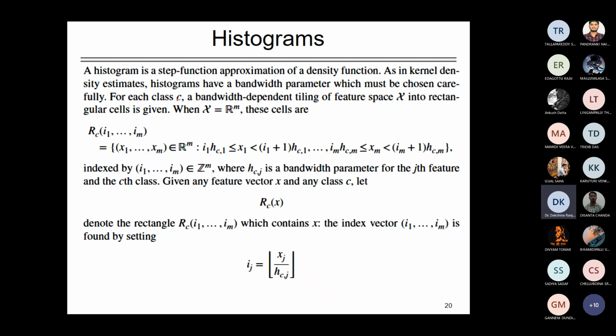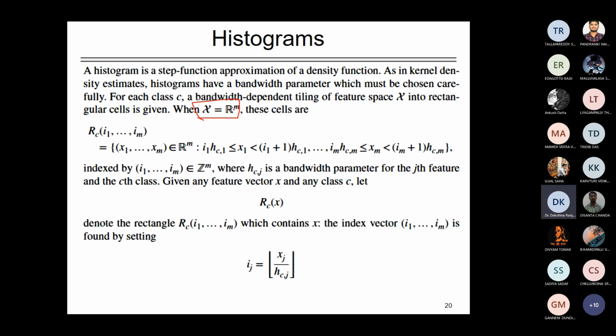Now for a particular class C, a bandwidth dependent tiling of feature space X into rectangular cells is given. So we will see how the rectangular cells are considered for these histograms for a particular class C and a specified bandwidth. This X is given in an m dimensional feature space. So that's why we are writing X equals R to the power m.